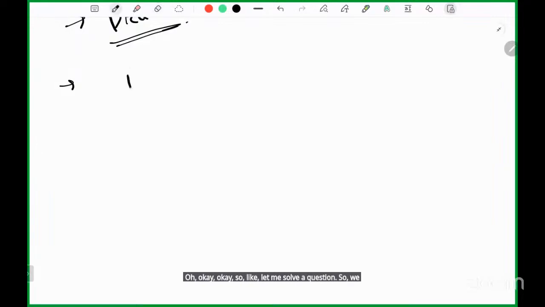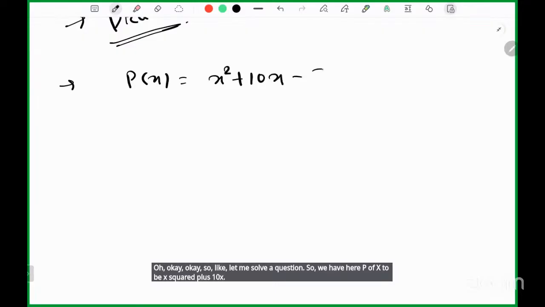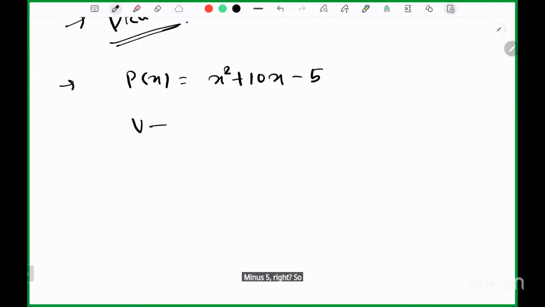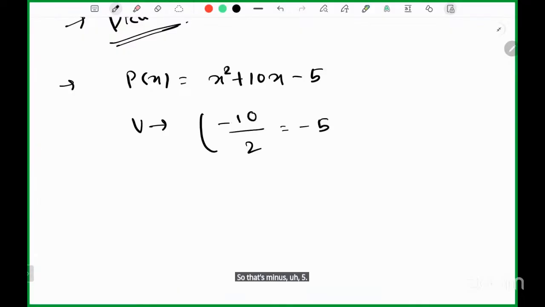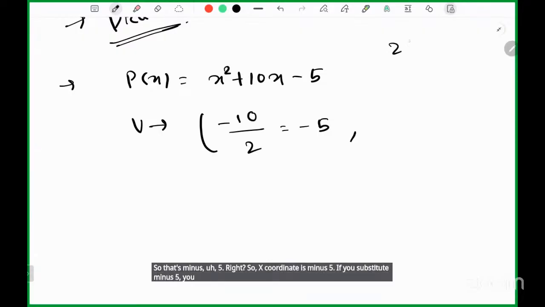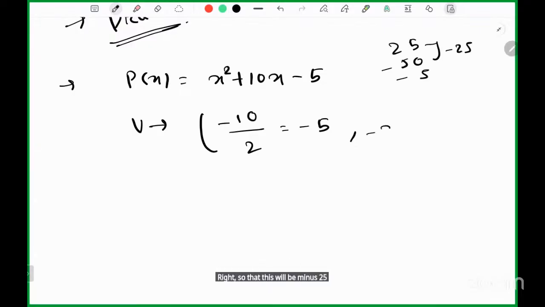So we have p of x to be x square plus 10x minus 5. The vertex x coordinate will be minus b by 2a, so that is minus 10 by 2, which is minus 5. If you substitute minus 5, you will get 25 minus 50 minus 5, which will be minus 30. So one point is minus 5 and minus 30.